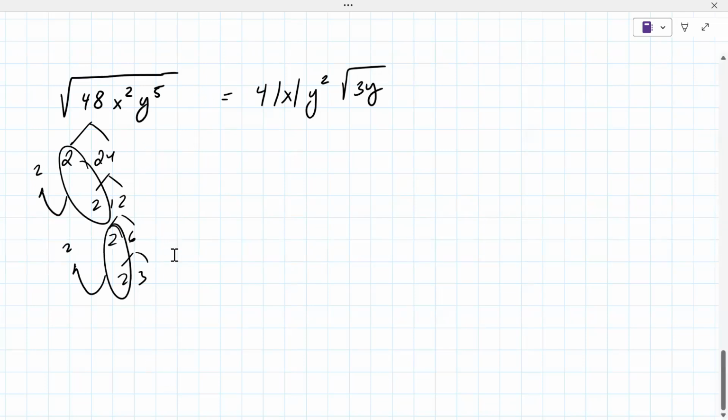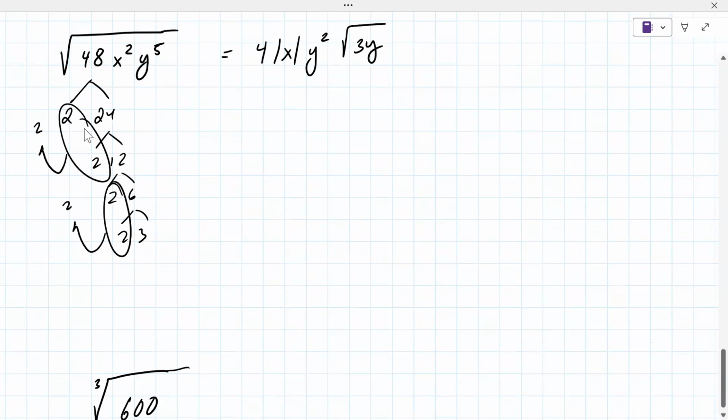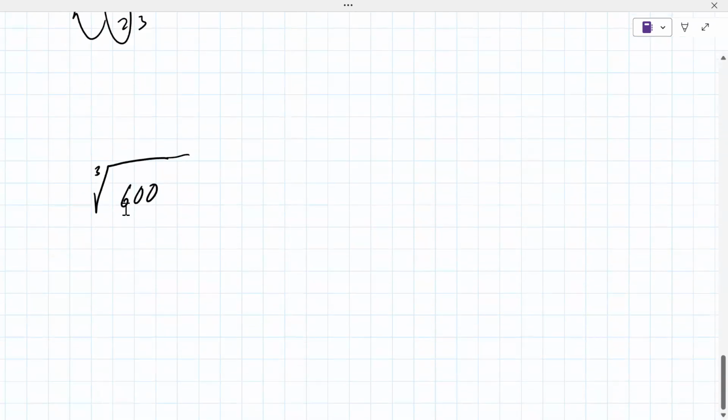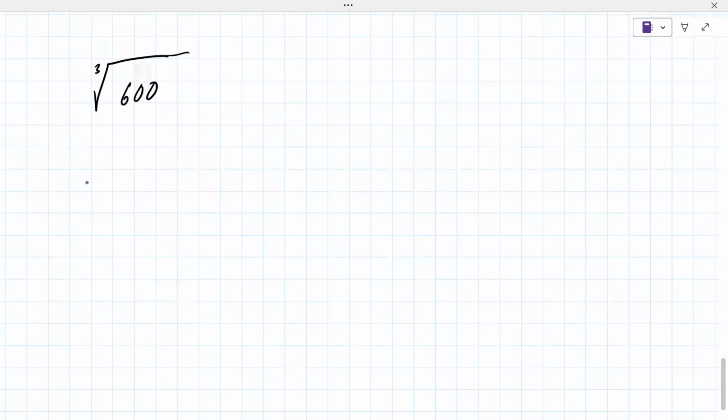Is that kind of okay? All right, so we're going to move on to something slightly more difficult. Let's say I ask you to find the cube root of, I don't know, 600. Now you're looking for triplets. Whereas before you looked for pairs, you could bring a number out with a pair. Now it's got to be a triplet.